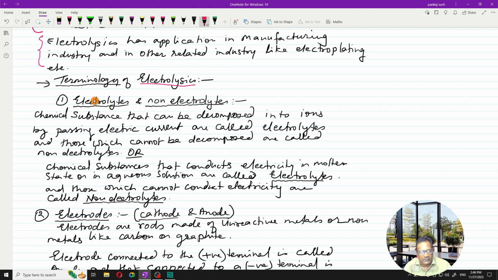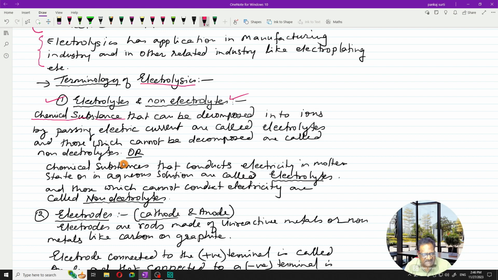Now what are the terms and terminology connected to electrolysis? First is something called electrolytes and non-electrolytes. As I told you in the beginning, what are electrolytes? Electrolytes are any chemical substance that can be decomposed into ions by passing current through it. And those which cannot be decomposed by passing current through them are called non-electrolytes. So there are electrolytes, there are non-electrolytes.